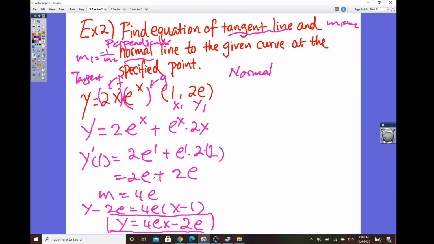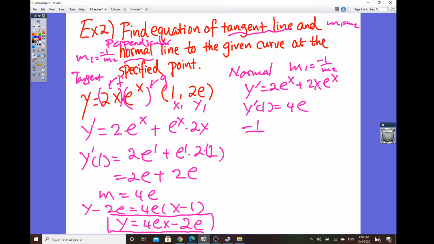So again, using the general slope formula, y prime equals 2ex plus 2x e to the power of x. So we found the slope already, which is 4e, the one that we did previously. And now this time, the slope is going to be the negative reciprocal. So we need to convert that slope to its negative reciprocal, so it's negative 1 over 4e for the new slope. And then putting that into the point-slope form, y minus 2e equals negative 1 over 4e times the quantity x minus 1.